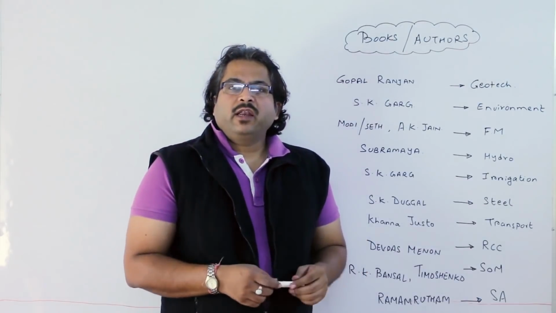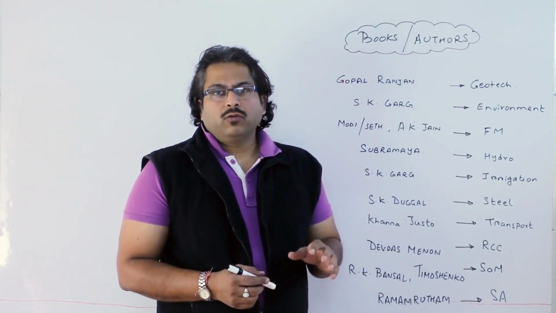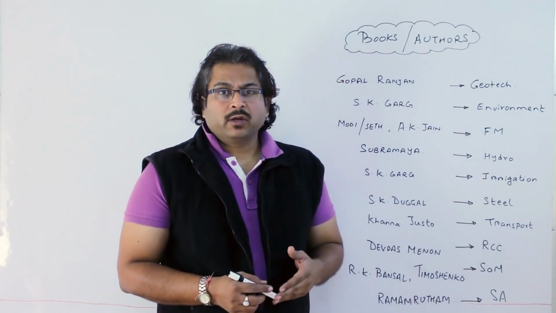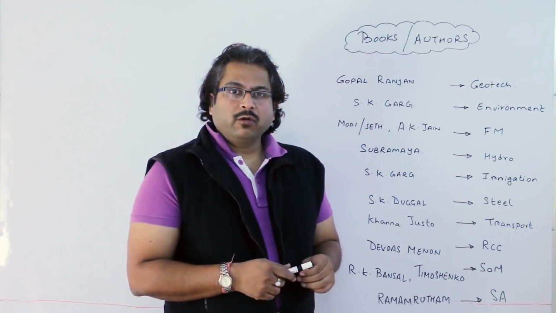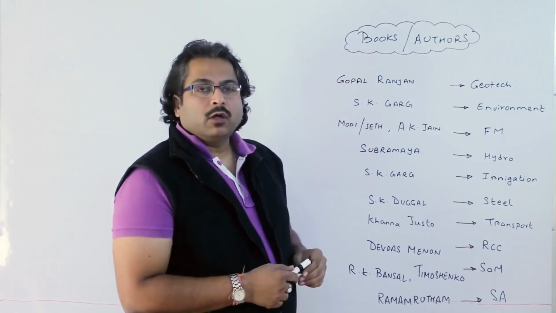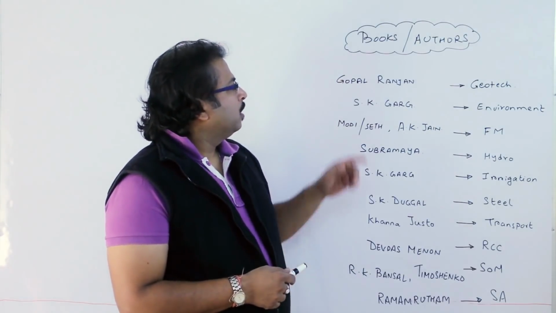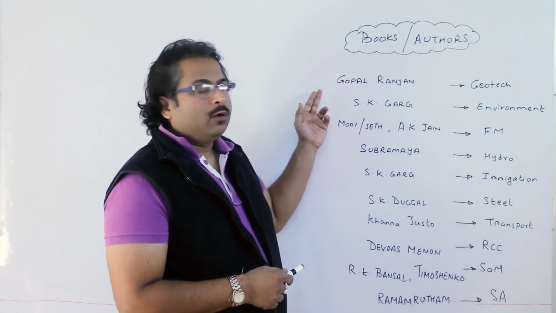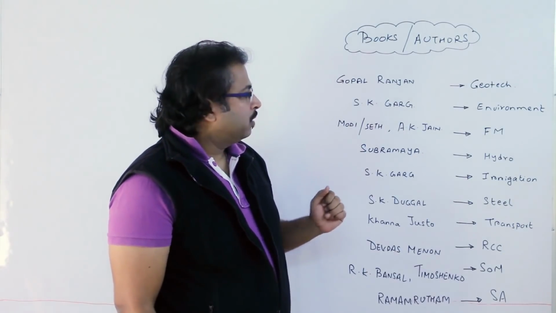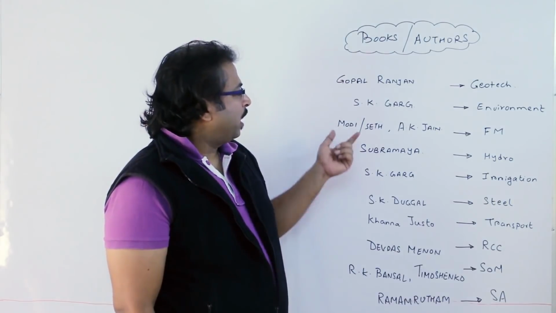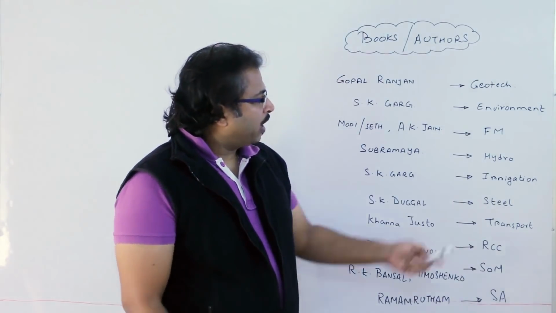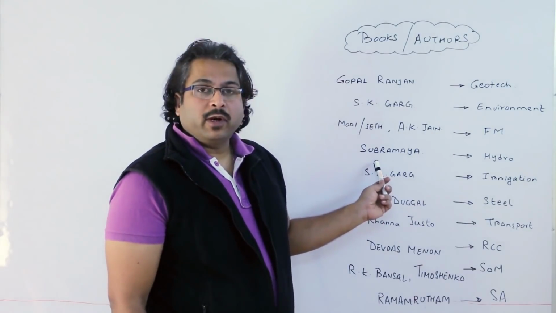Now, after a detailed analysis of how to score good marks and what the weightage of each subject is, today I will also tell you about the books. The books of various authors: for Geotech, you should refer to Gopal Ranjan for your self-study; for environment it is S.K. Garg; for fluid mechanics you can go for either Modi and Seth or A.K. Jain. For hydrology, you have to refer to Subramania.